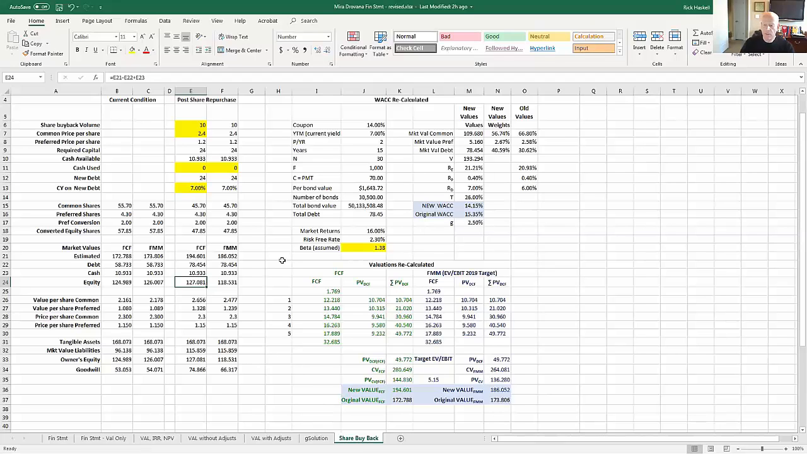Once again, I want to see what that does to the value per share. Well, I was at 2.3 in the price. We were at 2.16 in the value before the change, but making this change increases the per share value to 2.656.